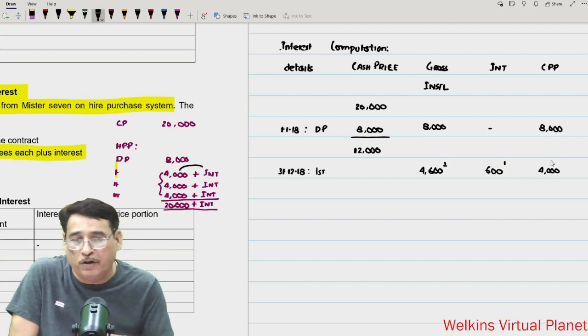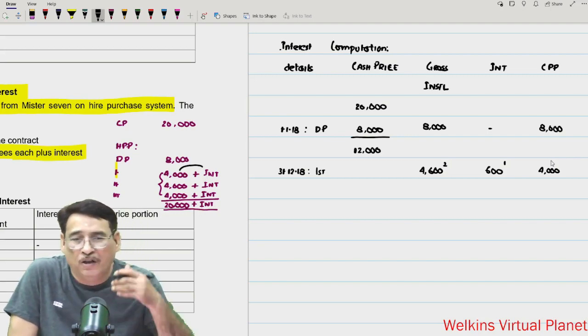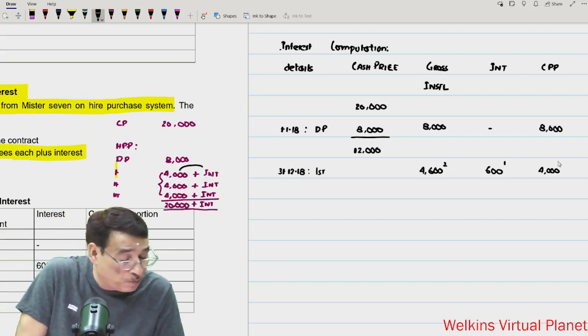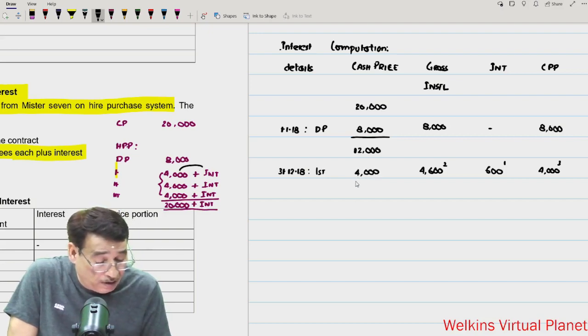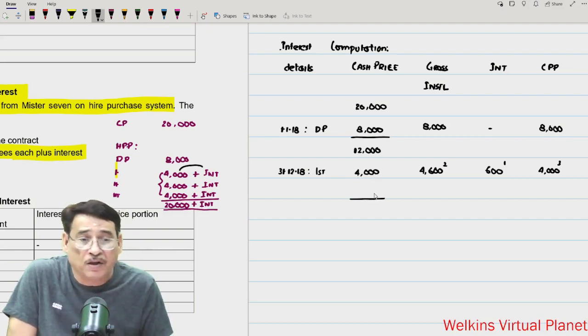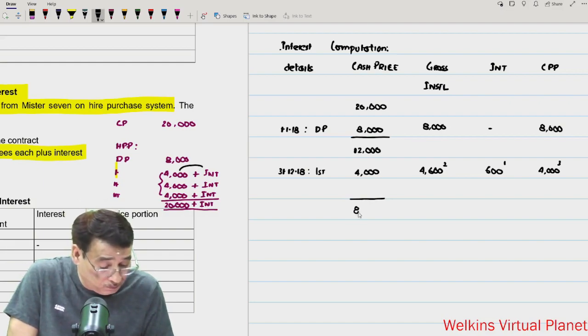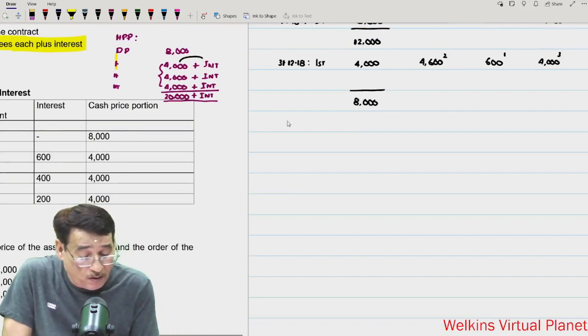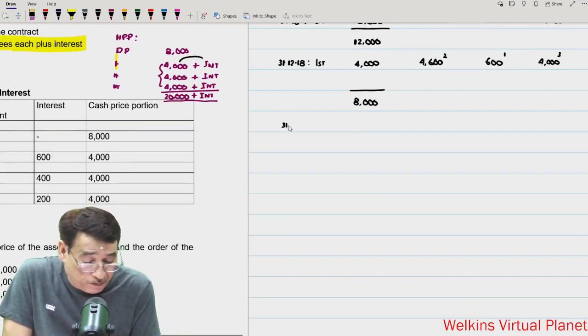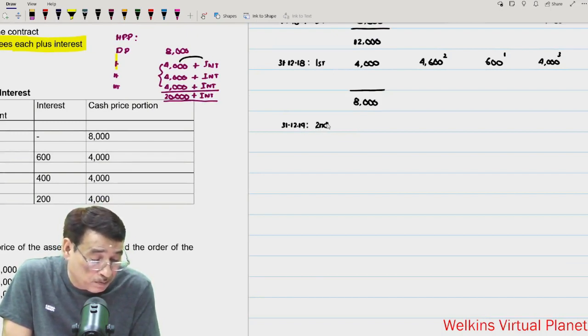That is why I told you pure installment is nothing but the portion which you are paying for cash price. So I am going to subtract 4,000 from 12,000. I will be left with 8,000. Correct? Now, on 31st of 12, 2019, second installment.